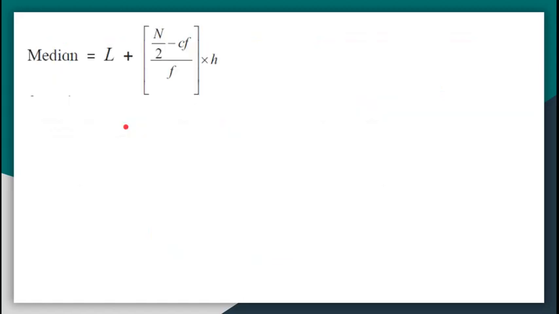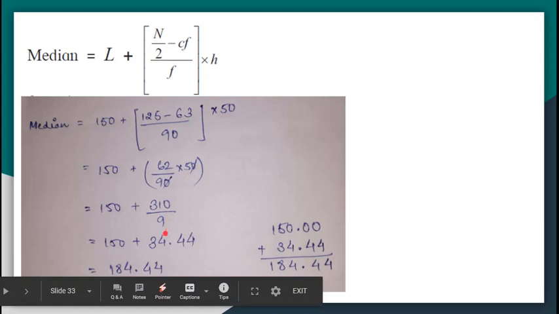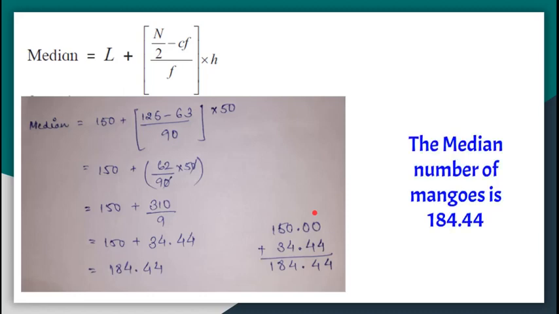I use this in the formula, put back all the values, and this is the calculation that I am supposed to get. Again, पहले मैं ये subtraction करूँगी, divided by 90, multiplied by 50. 300 divided by 10 जब मैंने किया तो मुझे 34.44 मिला. Now when I am adding 34.44 to 150, please make sure you are taking care of the decimal. 150 is nothing but 150.00. Decimals आपके aligned होने चाहिए. And this is how you will get the answer as 184.44. So the median number of mangoes in each tree is 184.44.